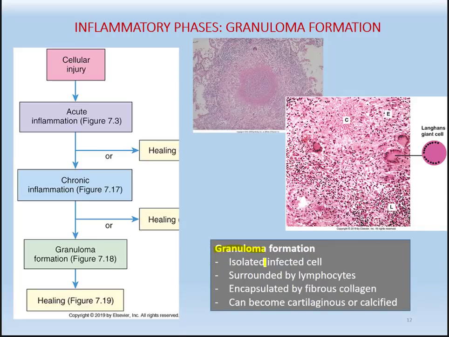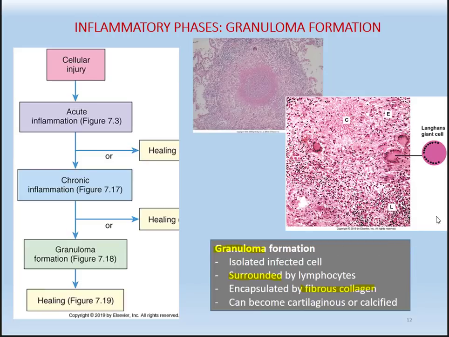So it's formed by lymphocytes that surround the inflamed area. It then becomes encapsulated by fibrous collagen. And then with time, it can become cartilaginous or even calcified.